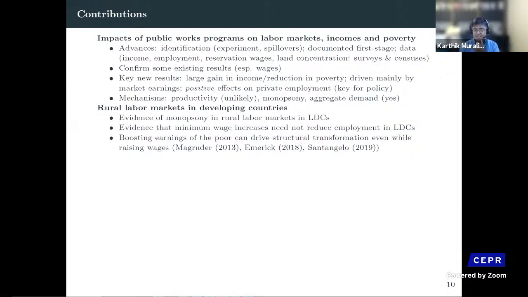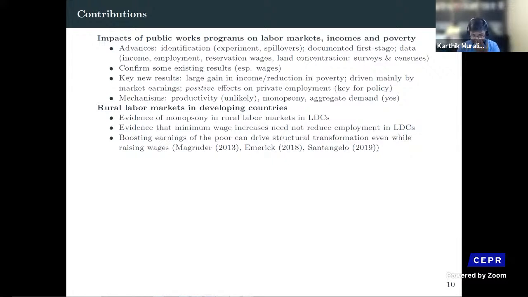So there is therefore indirect evidence here, and I think it's among the first to show this, of direct evidence of monopsony in rural labor markets in less developed countries. And this is consistent with other work on minimum wages. There's a paper in South Africa that shows that increasing minimum wages need not reduce employment. There's a paper by Vidya Soundararajan in India showing how when minimum wages are better enforced, you actually get higher employment as well. So there is now emerging evidence from developing countries and around the world that labor markets are unlikely to be perfectly competitive. And so it's building and contributing in that space.